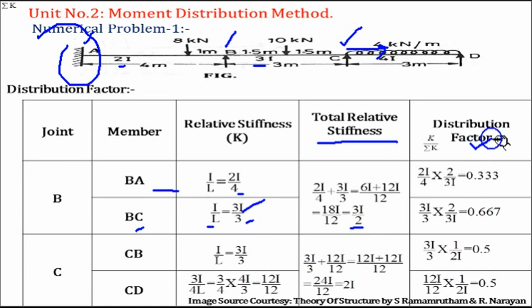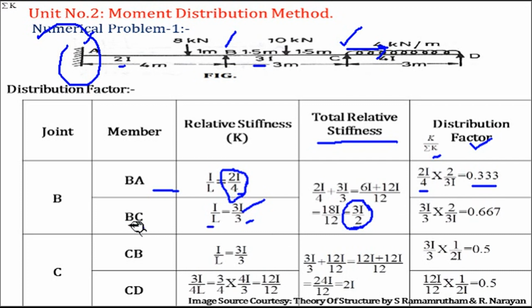Now find out distribution factor for each span. Distribution factor is equal to relative stiffness of member divided by total relative stiffness. So span BA, relative stiffness is 2I divided by 4, divided by total relative stiffness, which is 3I by 2. So that becomes 2I by 4 into 2 upon 3I, which is equal to 0.333.